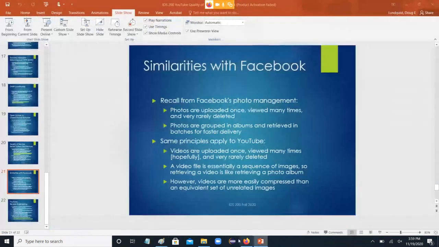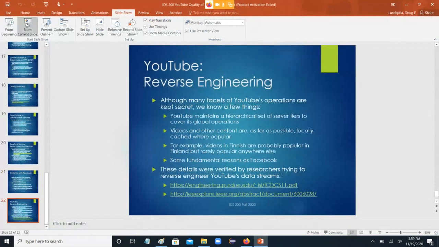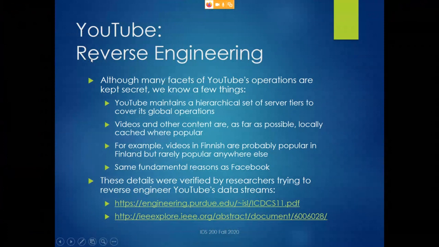Okay, now last little bit on this, reverse engineering. So YouTube has been kind of a secretive organization. It's hard to find a lot of details about how they work or how much revenue they're making, but we do know a few things. Number one, YouTube has a bunch of different server tiers to cover its global operations. So basically a bunch of different data centers, and videos are, as far as possible, locally cached where they're popular. Okay, and again, for all the same fundamental reasons as Facebook, as far as faster response time and providing backup against failures, right? If one data center goes down, some of the other ones can take on the load, things like that. Now, these details were basically broadly known as far as the big picture.